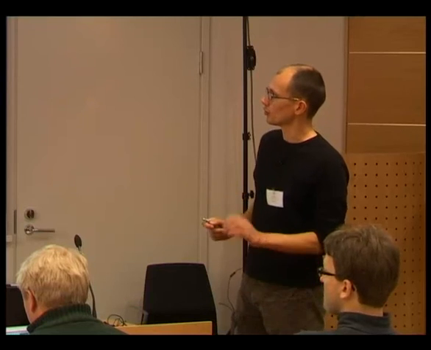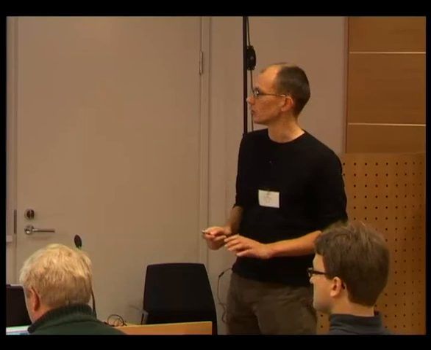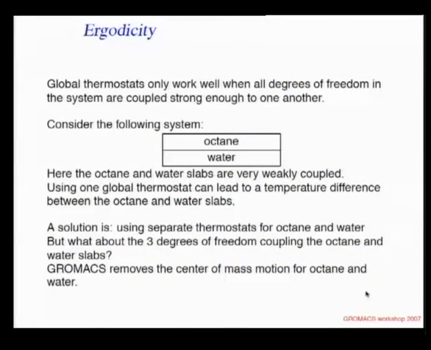Another point is ergodicity. Global thermostats only work well when all degrees of freedom in the system are coupled strongly enough to one another. If this is not the case, then you can get strange effects. Like here, I've shown a small picture of a slab of water and a slab of octane in your system. The interaction between water and octane is very weak, and you can actually have the octane slab start moving with a velocity with respect to the water slab. This is not what you want. So you can get temperature differences between these two slabs as well.